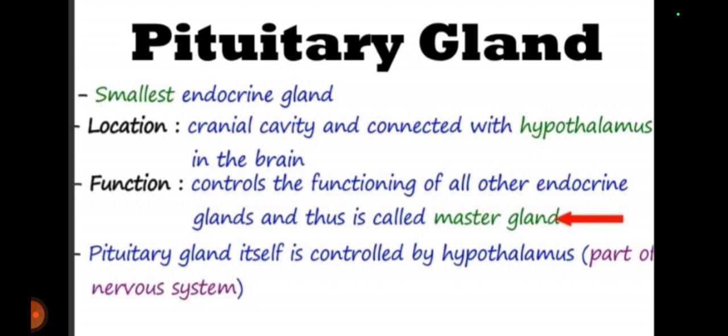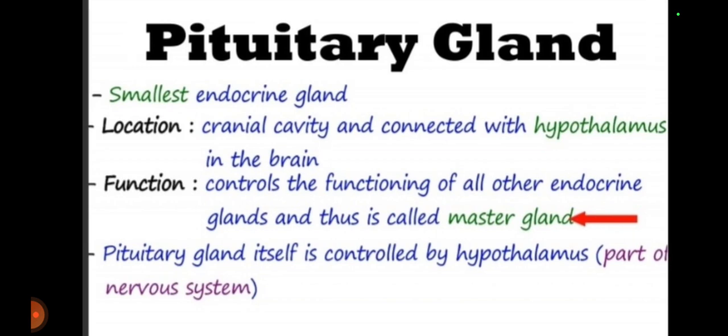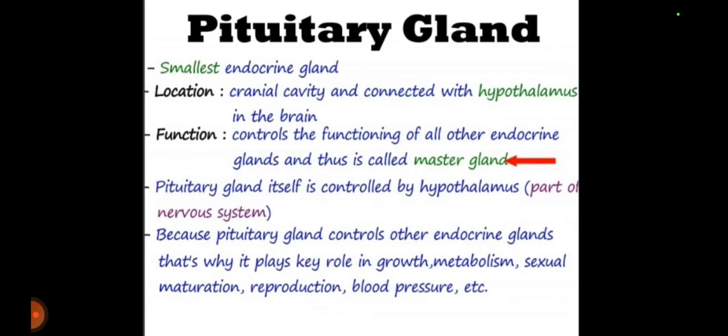Again, the pituitary gland is the master gland. Though it is very small, it controls all the other endocrine glands in our body. Because the pituitary gland controls other endocrine glands, it plays a very important role in our growth, metabolism, sexual maturation, reproduction, blood pressure, etc.